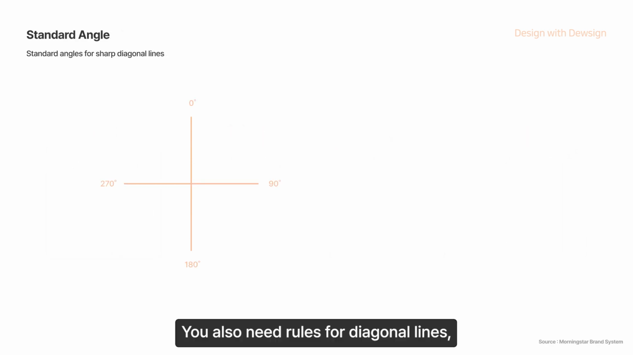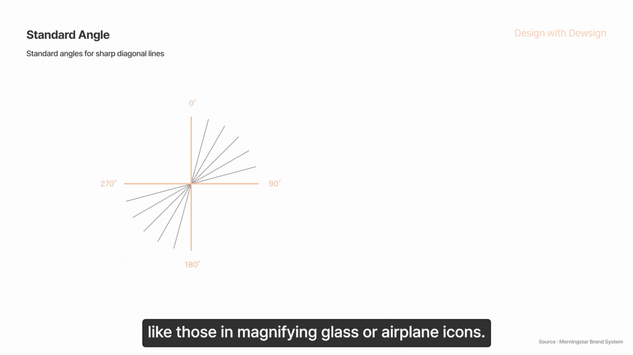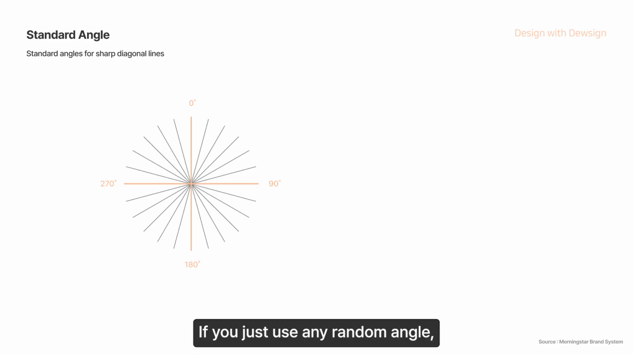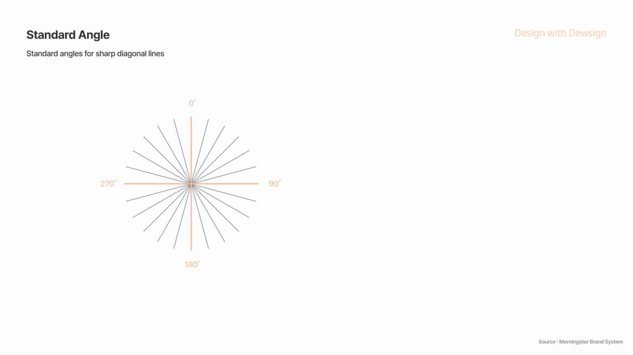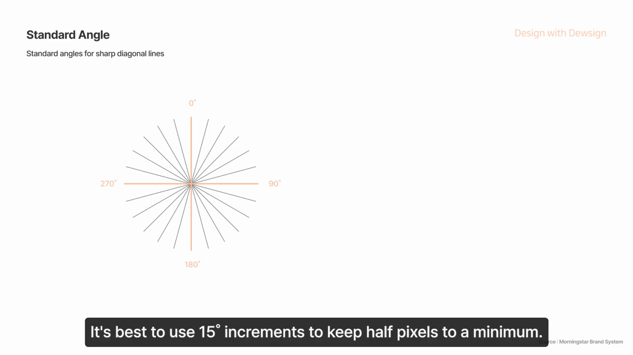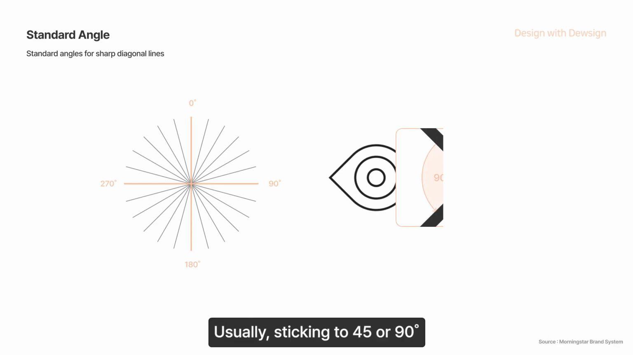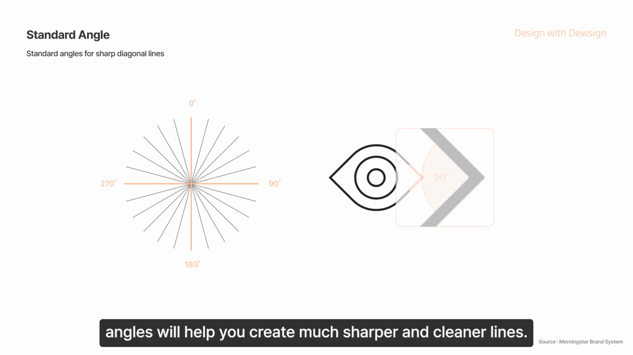You also need rules for diagonal lines, like those in magnifying glass or airplane icons. If you just use any random angle, those diagonal lines can end up looking messy and broken. It's best to use 15-degree increments to keep half pixels to a minimum. Usually, sticking to 45 or 90-degree angles will help you create much sharper and cleaner lines.